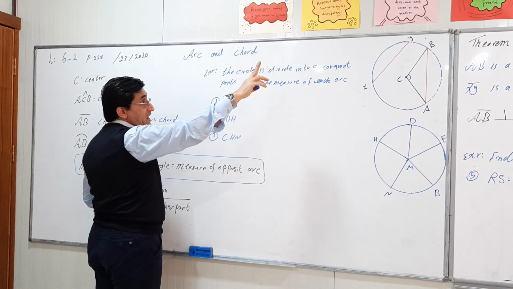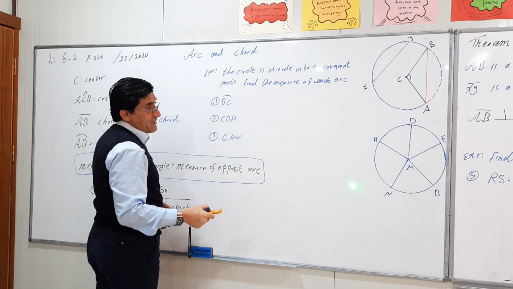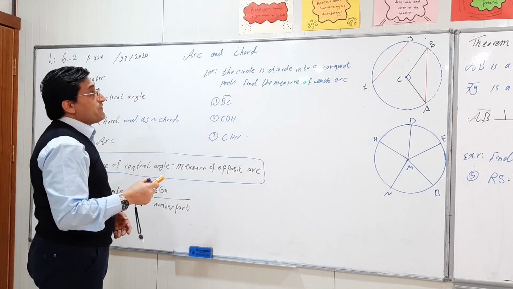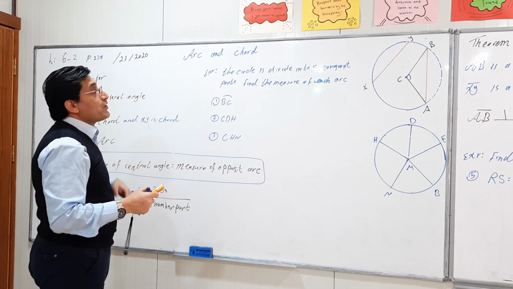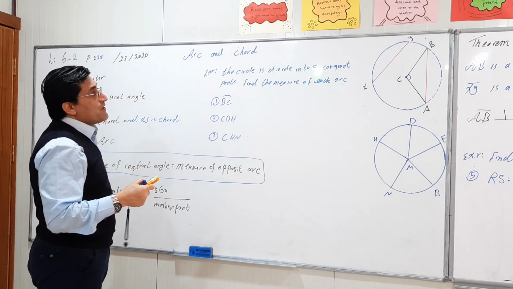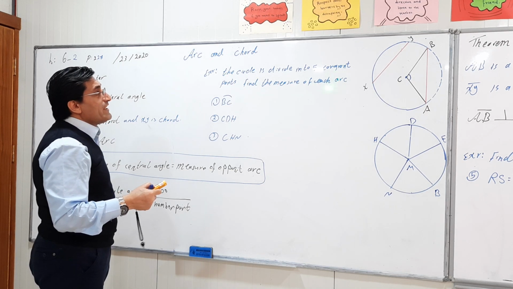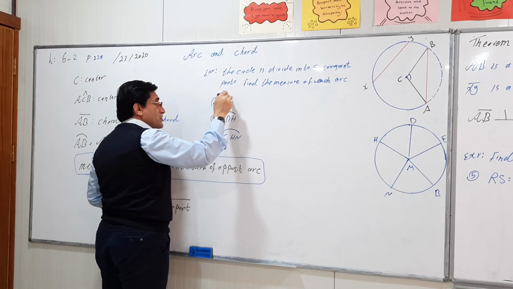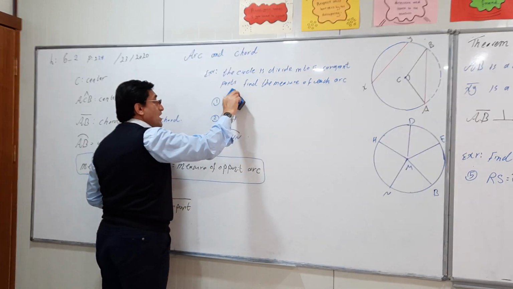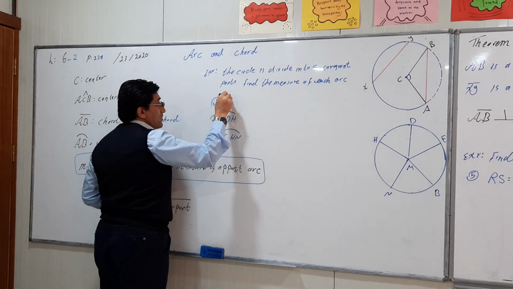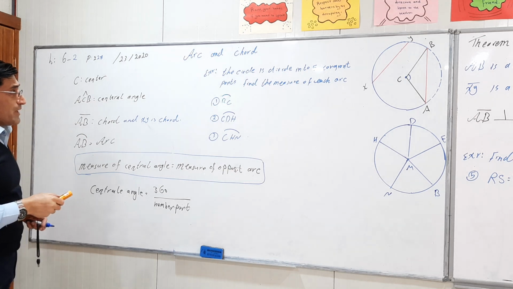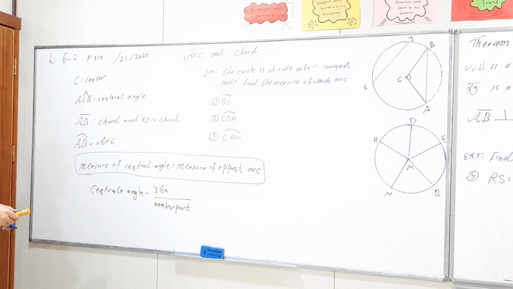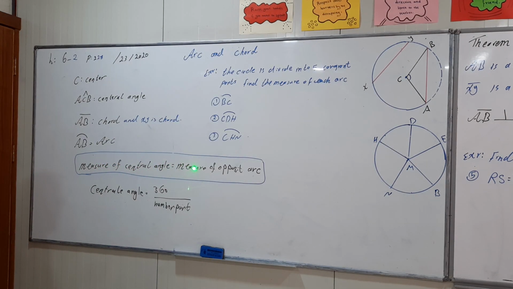The circle is divided into five, in the second figure. This circle is divided into five parts, 1, 2, 3, 4, 5. Five congruent parts, that is, five equal parts. Find the measure of each arc. This curve is the symbol of arc, but if we change it to a straight line, it is a segment. But the required question is arc, not segment. So how can I find the measure of arc BC, arc CDH, arc CHN? By using this formula: measure of central angle equals measure of opposite arc, that is, measure of each arc equals measure of opposite central angle. So we need to find the measure of central angle.